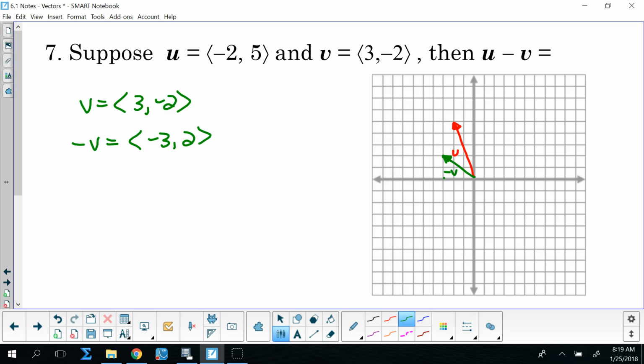Okay. So again, I could go tail to head. So I could put the green tail at the red head. So my resultant vector, not very straight, close enough, is that one, which would be 1, 2, 3, 4, 5, 6, 7.